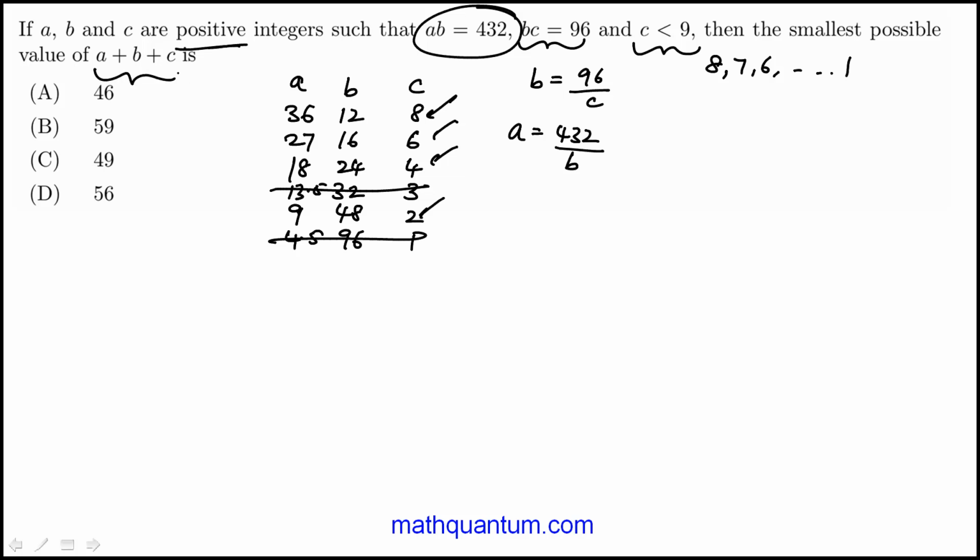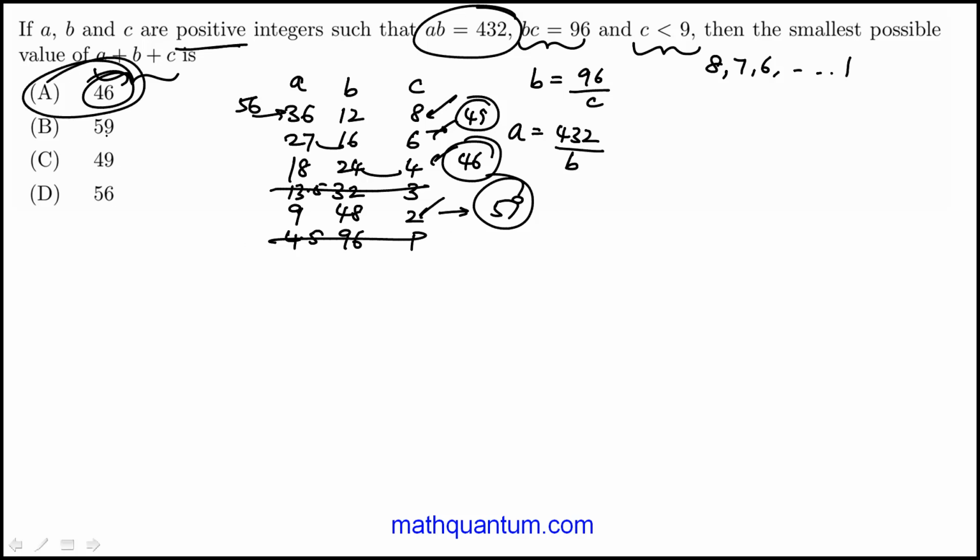Which one gives me the least value of the sum? Here it's 59, 28, and 18. That's 46. And clearly that one is the smallest, but we can always check this. 33, 43, 49. And then this is 56. So you'll see all the choices are there, but the correct answer is A.